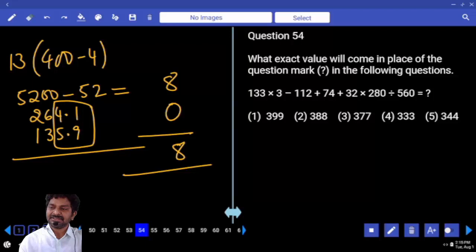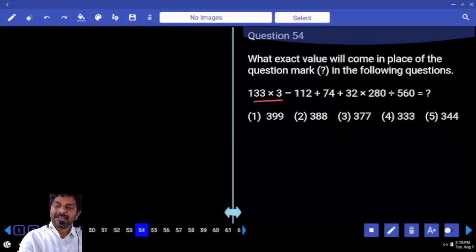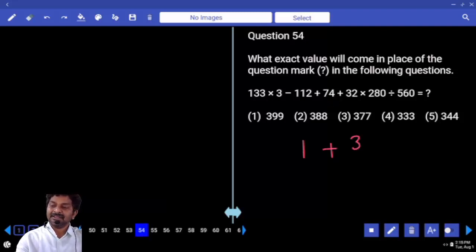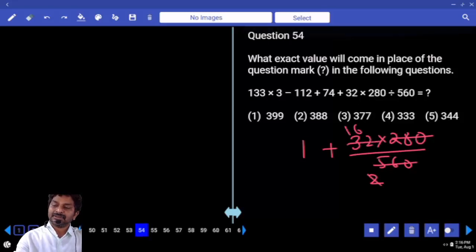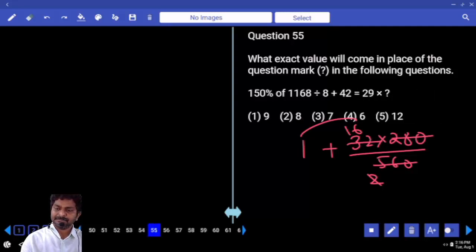Last digit verification, can it be done? All are different numbers, right? Ends with 9 minus 2, 7 plus 4, 1 plus this fellow is there, 32 into 280 by 560. 280 how many times? 2 how many times? Last digit 1 plus 6 ends with 7.